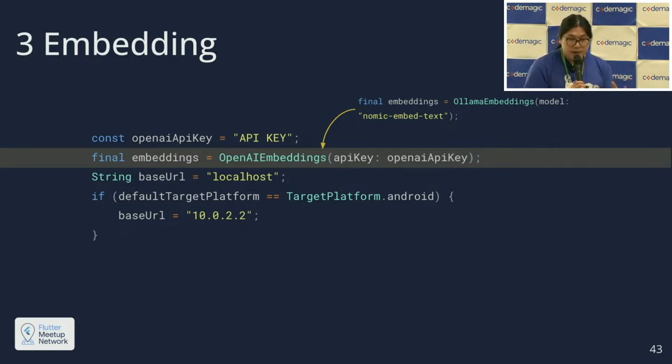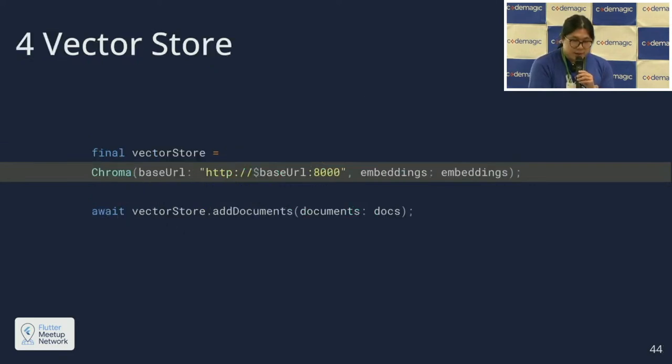But your API key must be issued by accessing the OpenAI website. Also, you can use Ollama embedding using LangChain and Dart. Next, the fourth step of RAG is a vector store. This code initializes the Chroma class by passing the URLs and embedding values from the previous steps as parameters.